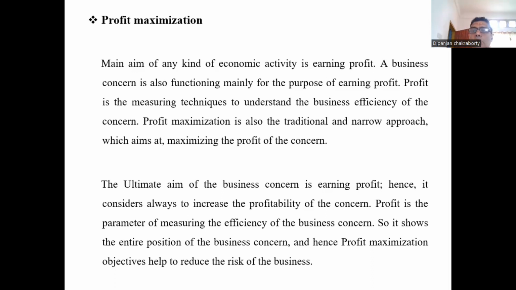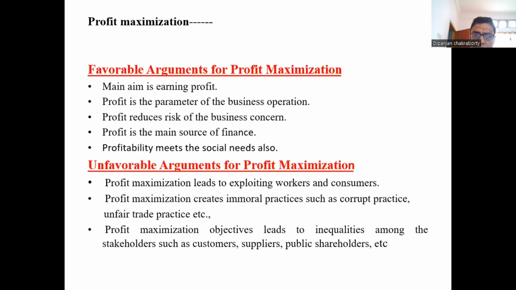Profit is the sole thing of the business. Without profit, no business can prosper, no business can survive, no business can run. But though profit maximization is one of the important objectives of financial management, it has some limitations also. So we have to discuss some points which are favorable for profit maximization.